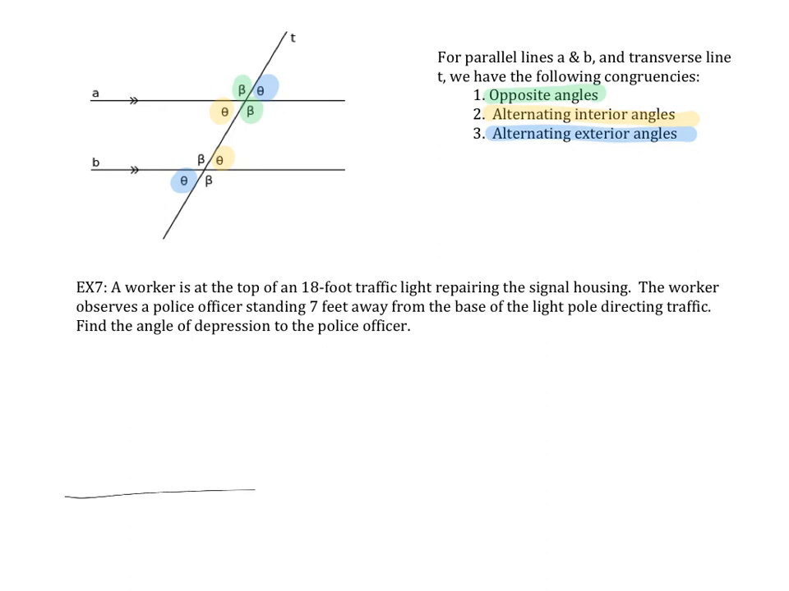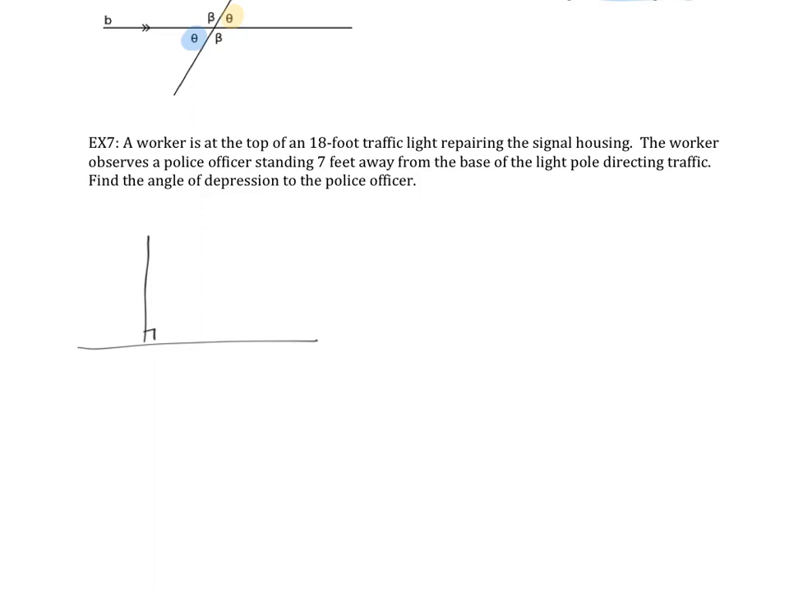So we've got a worker on the top of a power line, and he's working on the signal. Okay, so it's 18 feet. It's pretty high up there. He's clinging, hanging on for dear life, happy, doing his job. Right there he is up on the top of the world. Now, down below, he sees a police officer who's 7 feet from the base of his power line. And what we want to know is this angle of depression right in there.